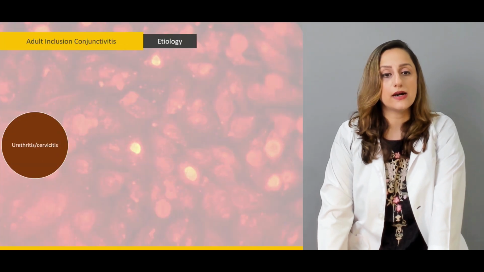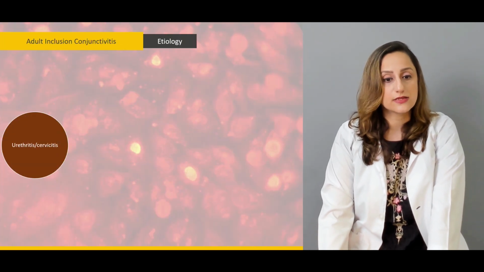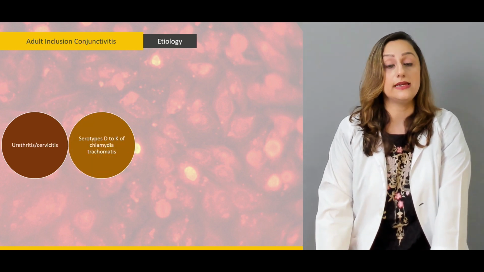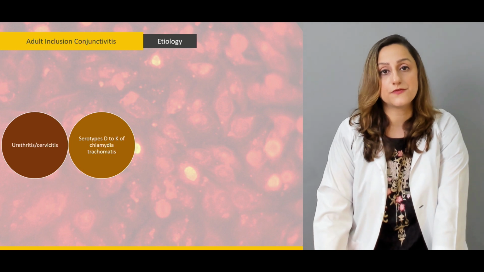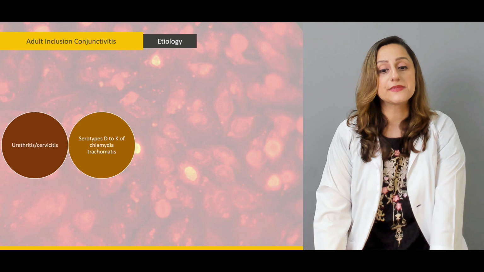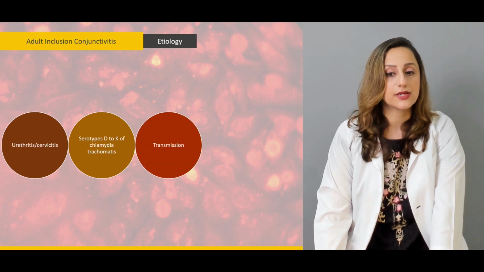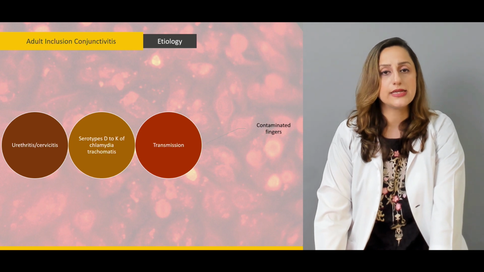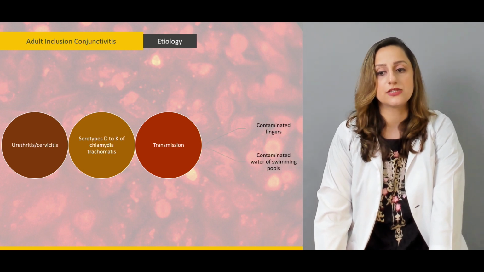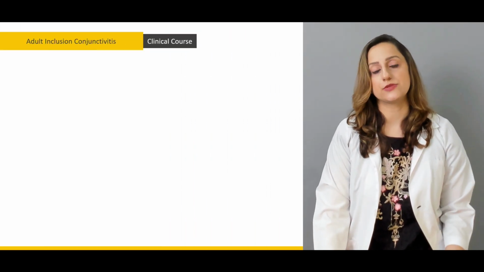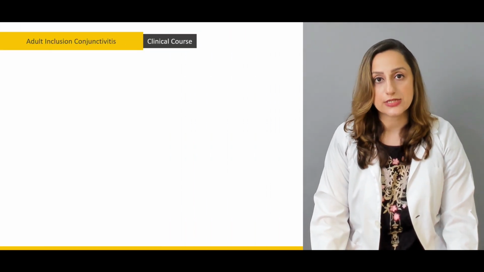Finally, we have the adult inclusion conjunctivitis. It's basically urethritis or cervicitis that is the basic causative factor behind the development of inclusion conjunctivitis. Serotypes D to K of chlamydia trachomatis are responsible here. The transmission is either through contaminated fingers or the contaminated water of swimming pools. These can be the modes of transmission in such cases of inclusion conjunctivitis.